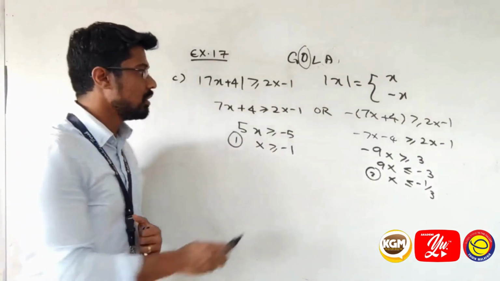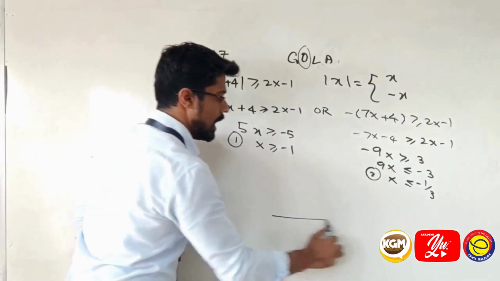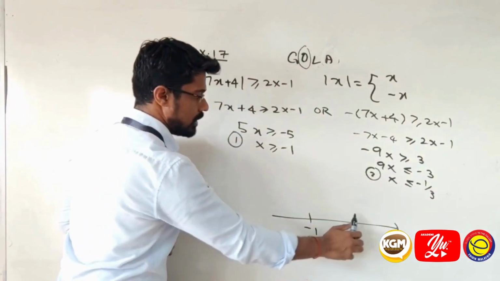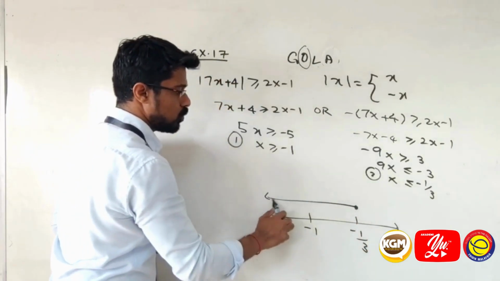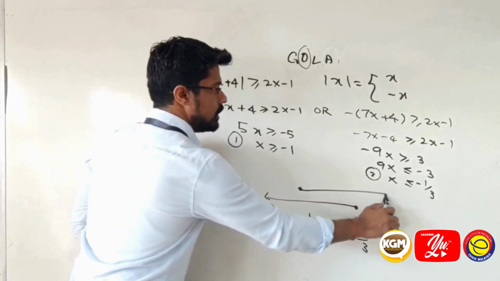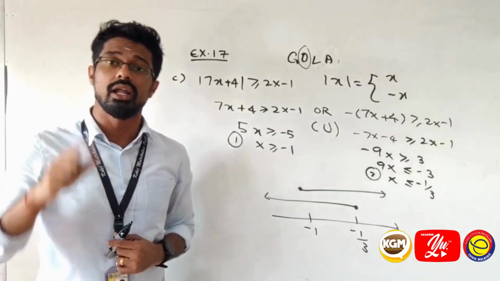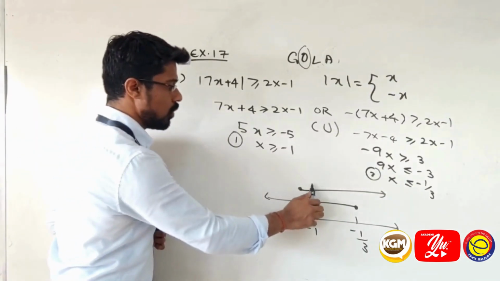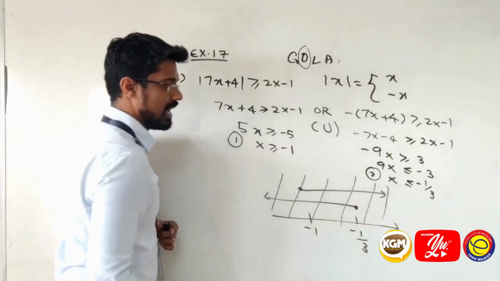What do I do next? I need to do something with the word or. So I combine solution 1 and solution 2 using my number line. Negative 1 here, negative 1 over 3 here. This guy I going this way. This guy I going this way. Or means you need to unite your solution 1 and your solution 2. Alright? So what do? I just go and shade all the kawasan that I got the number line.